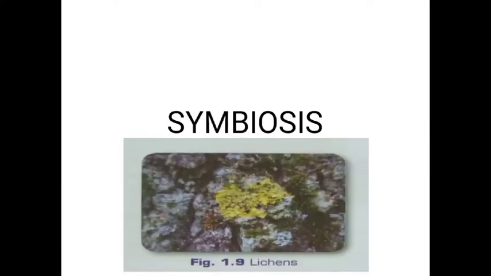Symbiosis. In symbiotic nutrition, organisms develop a mutual relationship with other organisms to obtain nutrients. In this way, both the organisms help each other. The organisms involved in this type of relationship are known as symbionts, and this relationship is known as symbiosis. Lichens are a perfect example of a symbiotic relationship.